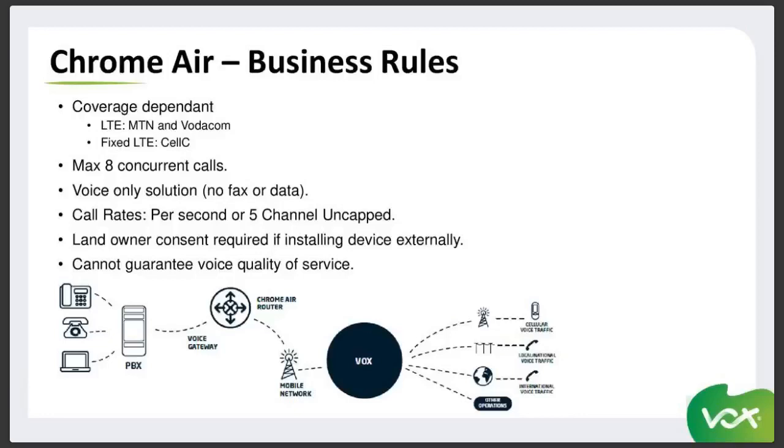The solution diagram at the bottom there is basically showing calls that exit the PBX, go through the Chrome Air router, over a mobile network LTE connection into our network, which is Vox's network, for onward termination via any one of our terminating partners. The LTE networks that we're currently running on are MTN, Vodacom, and Cell C's fixed LTE network.